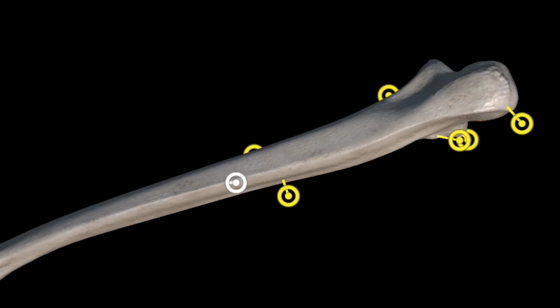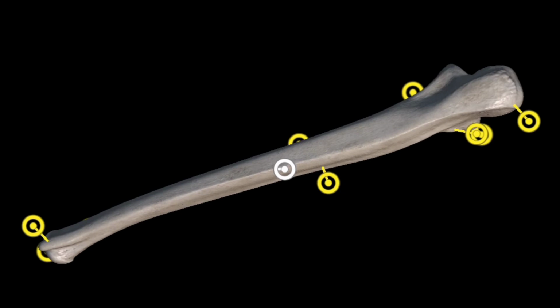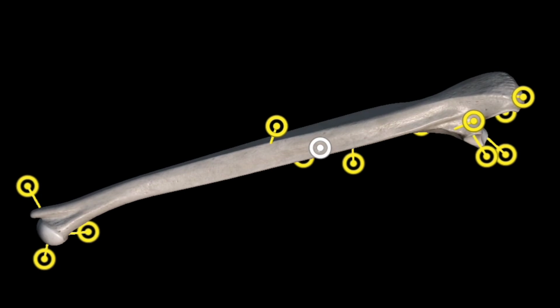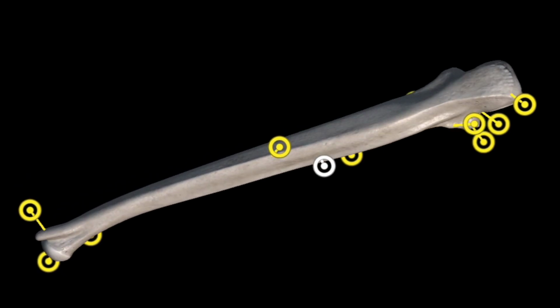Here is the posterior border of the ulna, and in the distal part, here is the styloid process of the ulna. The styloid process is present posteromedially. And in the bone we have an interosseous border. It is present laterally and attaches with the medial border of the radius to make the syndesmosis.